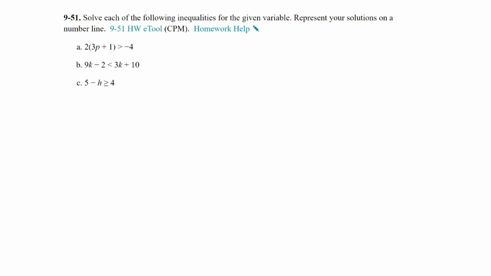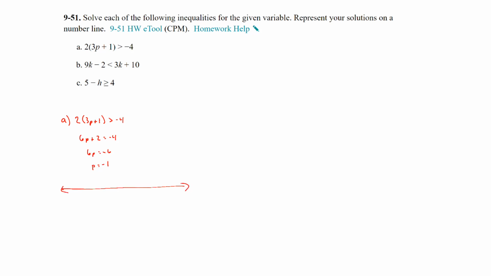Question 51. Solve each of the following inequalities for the given variable. Represent your solutions on a number line. So part A, we have 2 times the quantity 3p plus 1 is greater than negative 4. So we're going to solve this. I'm going to go ahead and distribute the 2, but we're going to solve this for the boundary point. So we're going to set it equal to negative 4, subtract the 2, divide by 6, and we get p equals negative 1.